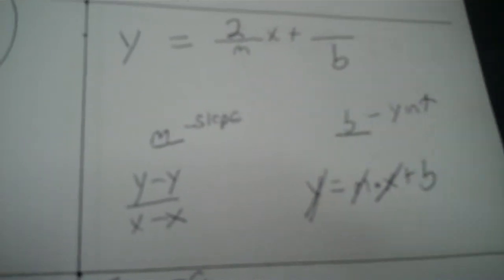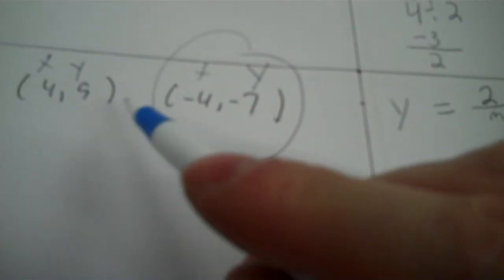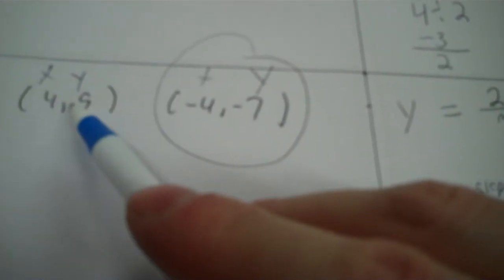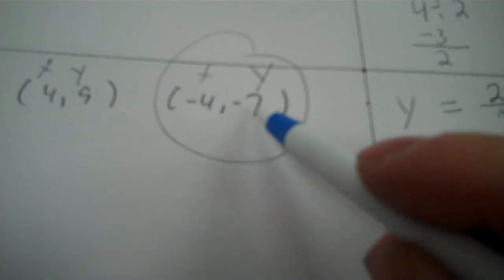So y equals m times x plus b. Your m is 2, and then for your y and x, you come over here. You can also pick that one too, but we'll just continue to use this one. So -7 replaces the y, and -4 replaces the x.